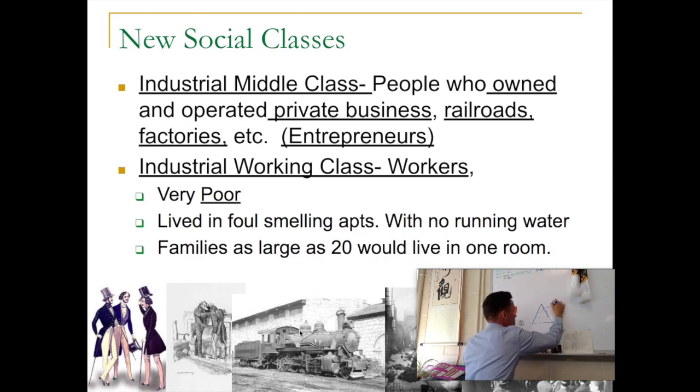Now you've got this. You've got the upper class up here, right? That's your old nobility, old money, who used to hold land. What used to be nobles are now considered your upper class. They had money when they were born, right? Now you've also got, though, the industrial middle class. Those are the business owners. They own railroads. They own private businesses. They own factories, things like that.